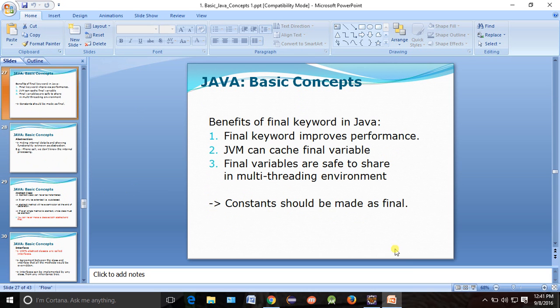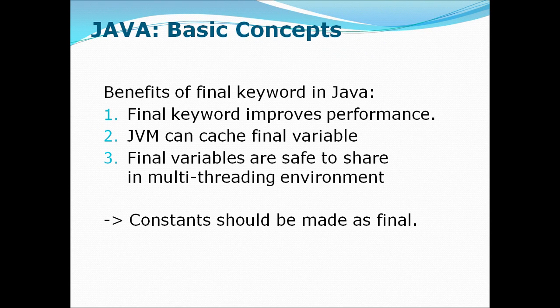Okay. I think we have done till this, right? This one we have done. So what are the benefits of final? So we have seen we can store our data in different places. Okay, so which is the fastest place from where you can get the data?